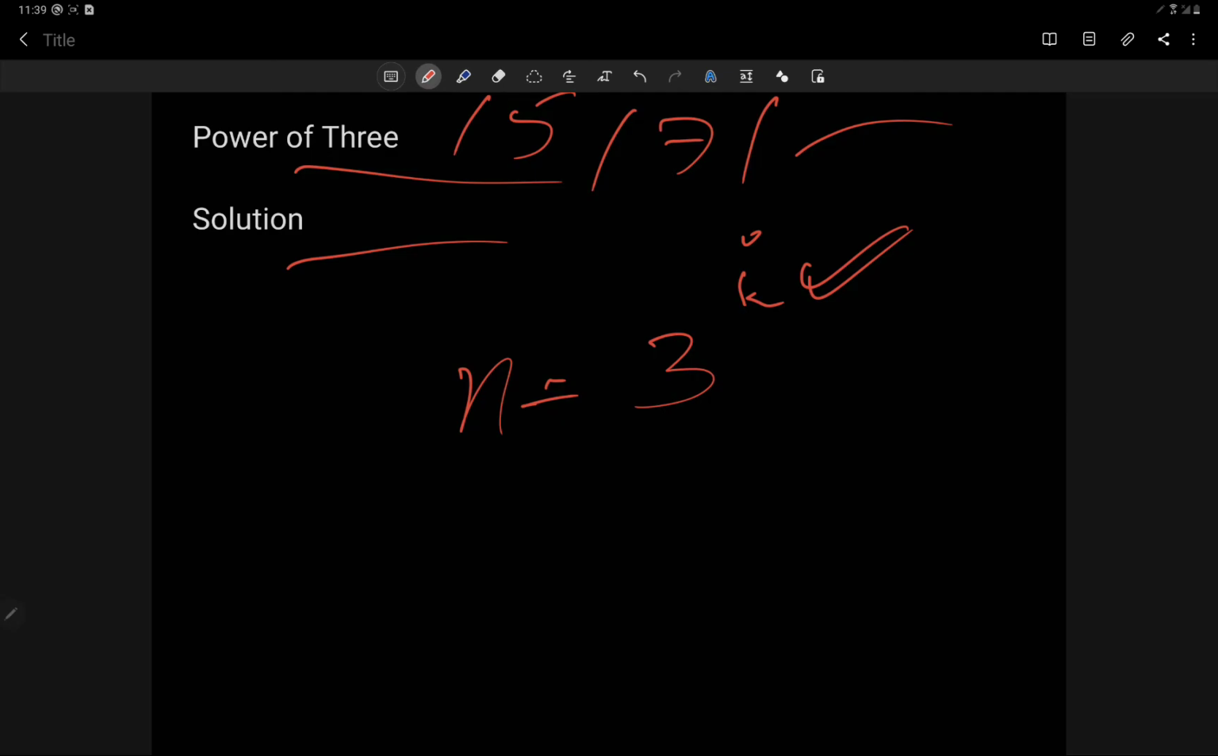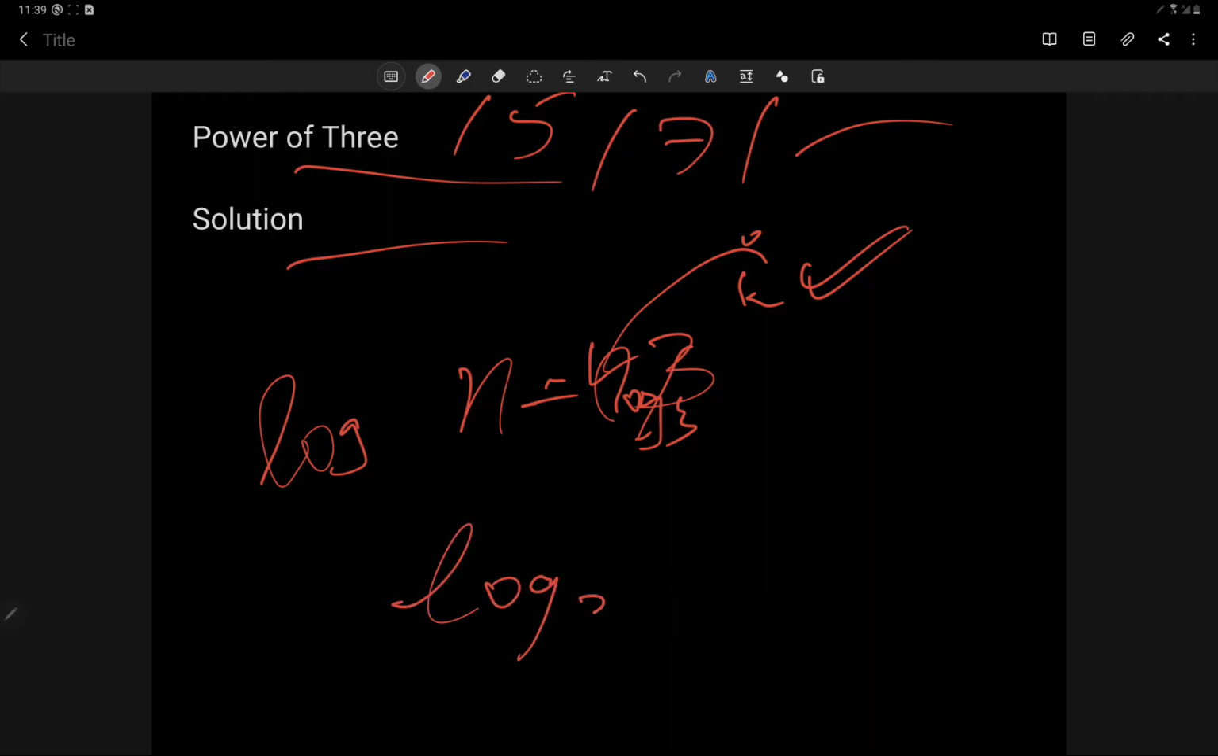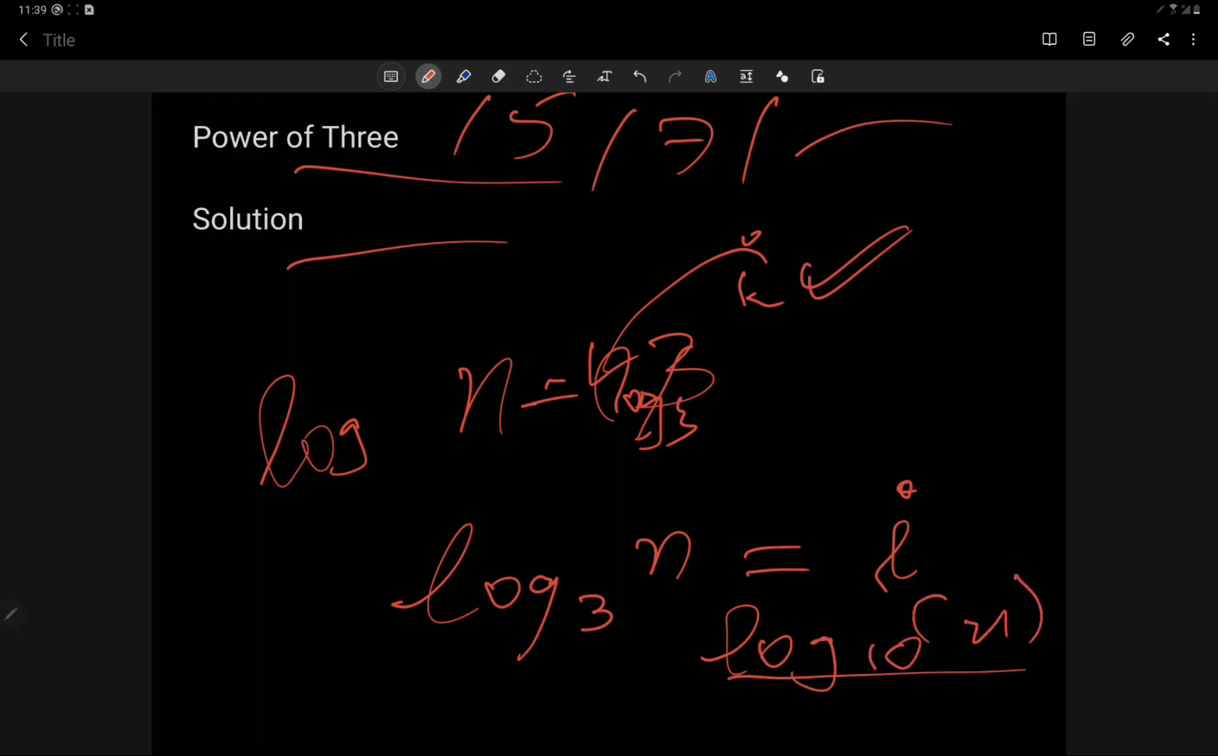The easy approach for this is taking log on both sides, log to the base 3. Log to the base 3, the power i will come down. So basically it will be log to the base 3 of n equals i. That will be the equation after taking log on both sides. And this can be converted into log base 10 of n divided by log base 10 of 3. This will give us i.